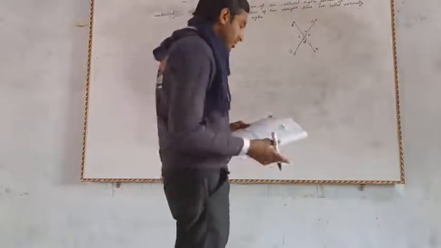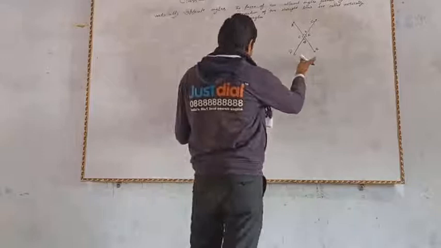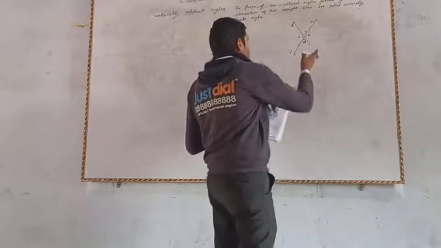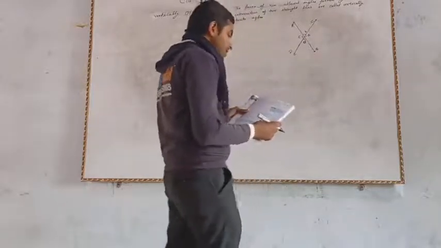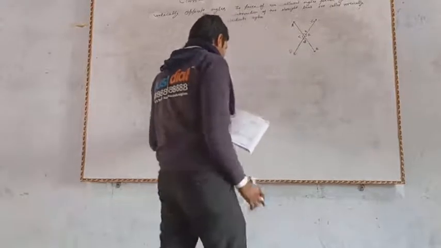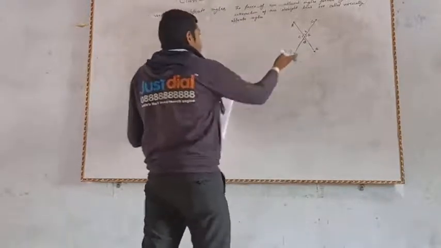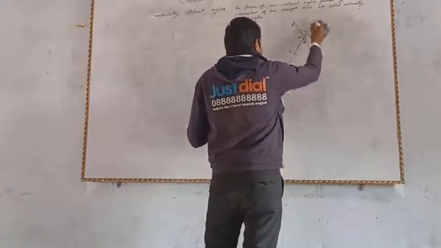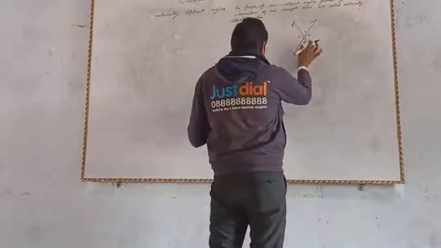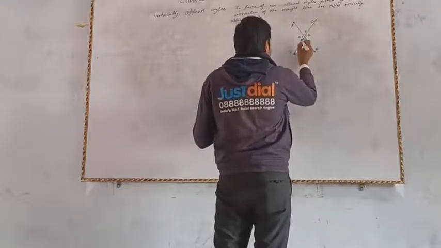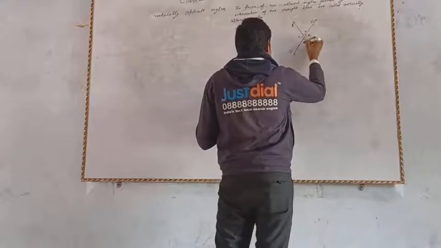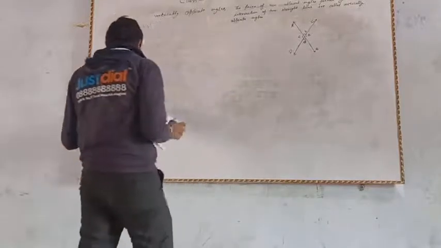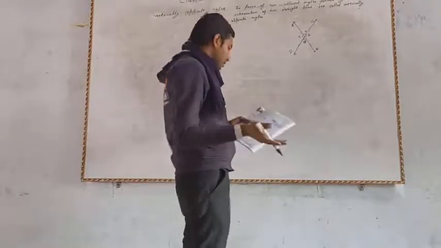What are vertically opposite angles? Here you see this figure. The pairs of non-adjacent angles formed by the intersection of two straight lines are called vertically opposite angles. In this given figure, AB and CD are two intersecting lines where angle A and angle C, and angle B and angle D, are two pairs of vertically opposite angles. So let us know that vertically opposite angles are equal.